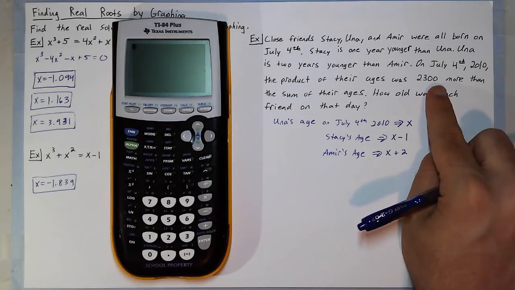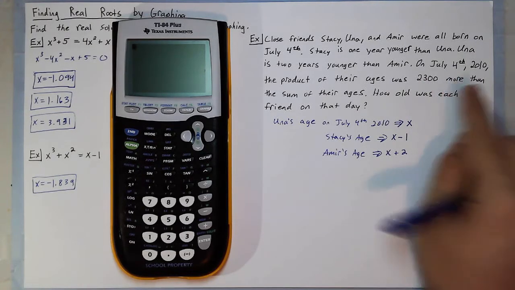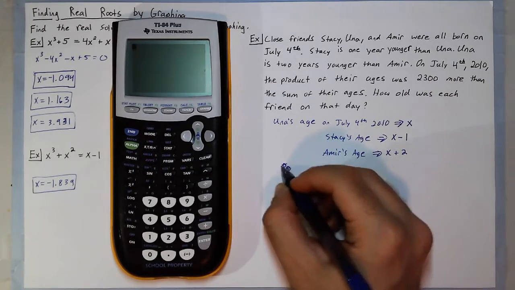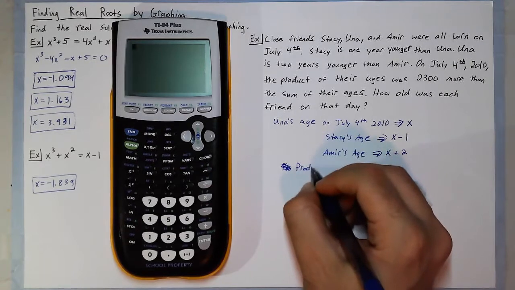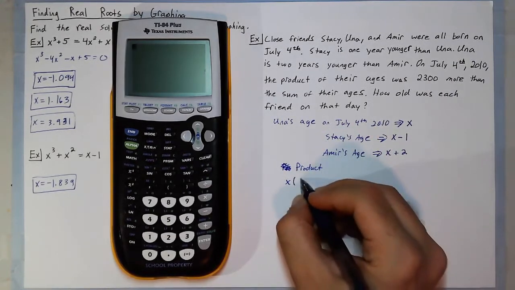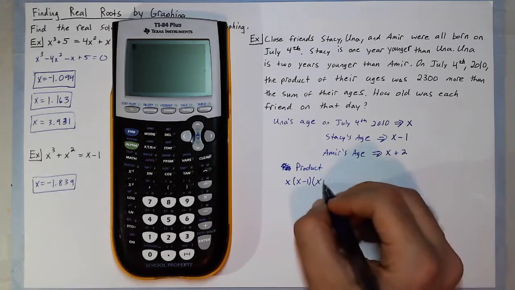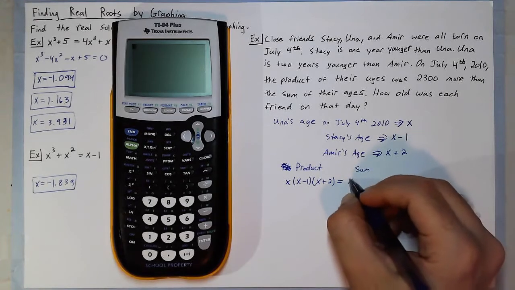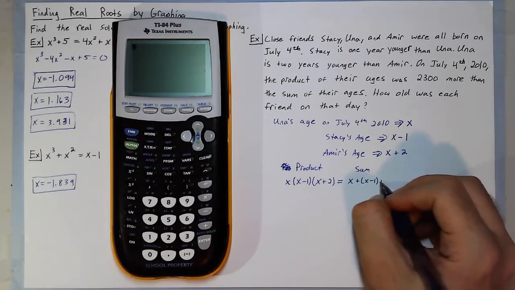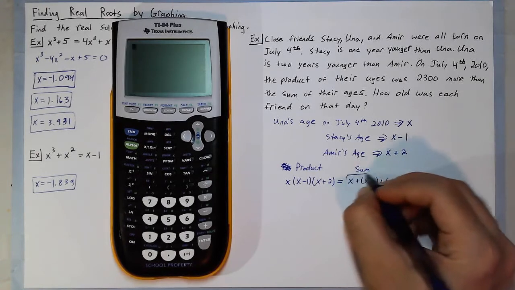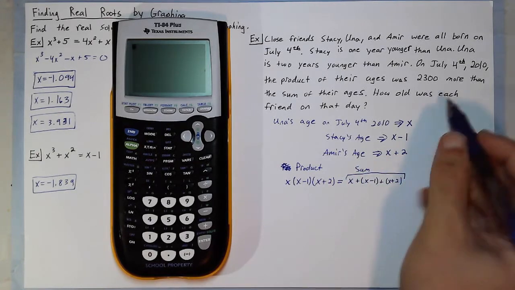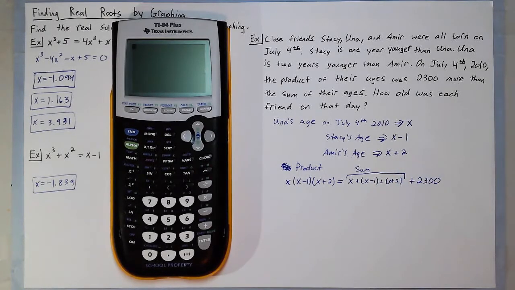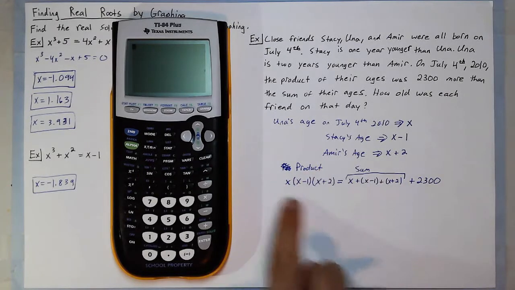So now let's take the statement here that the product of their ages was 2,300 more than the sum. I'll write the product of their ages, which would be x times x minus 1 times x plus 2, will be equal to the sum, which would be x plus x minus 1 plus x plus 2. That's the sum. And then the product was 2,300 more than the sum, so the sum plus 2,300. Now let me simplify this equation so I can solve it.